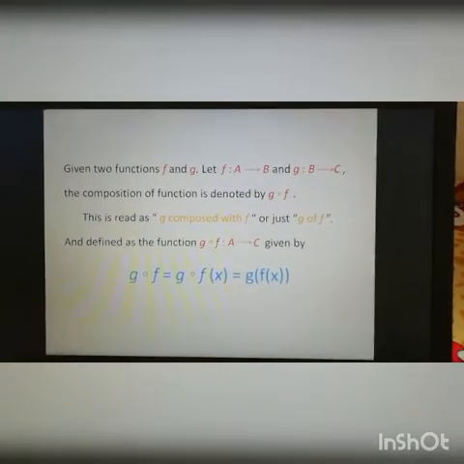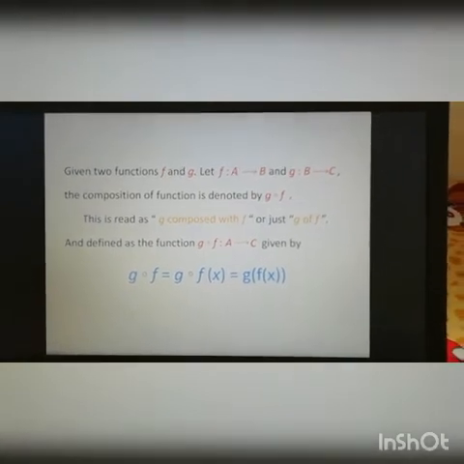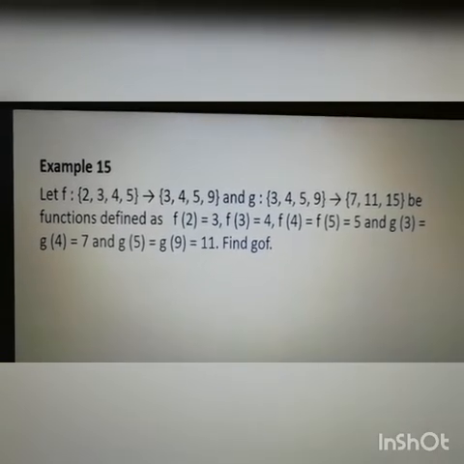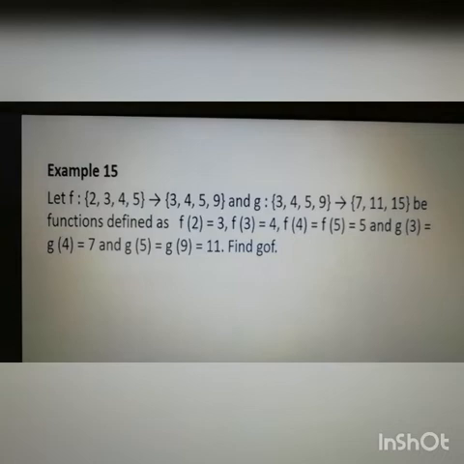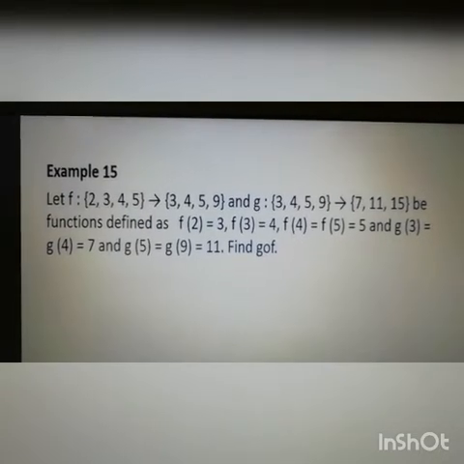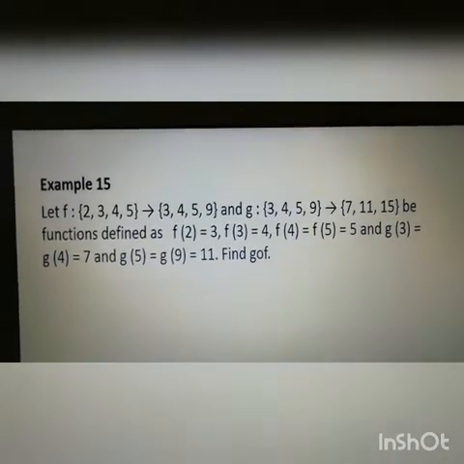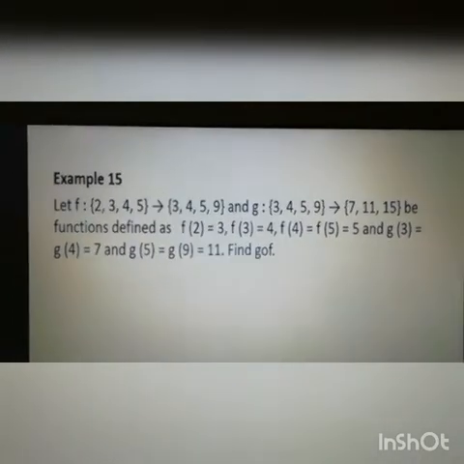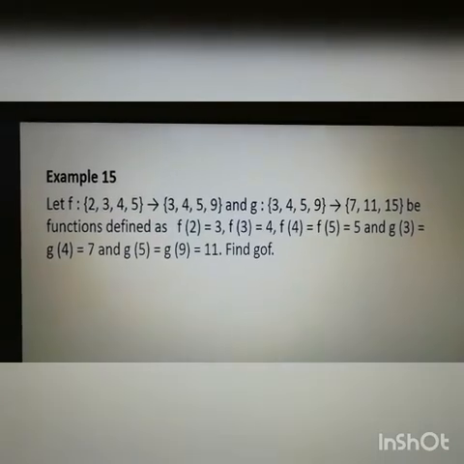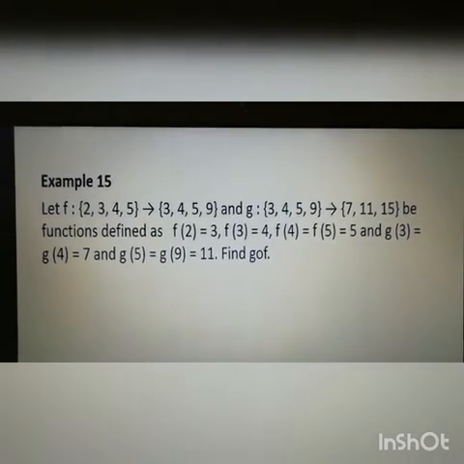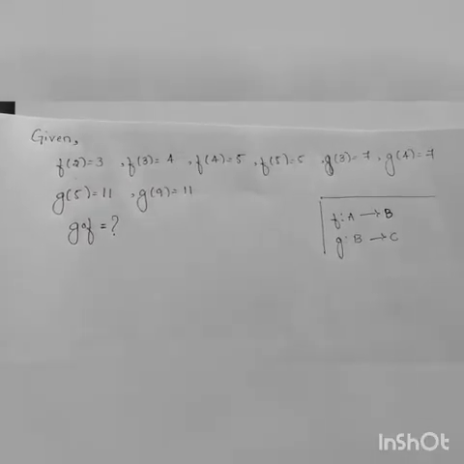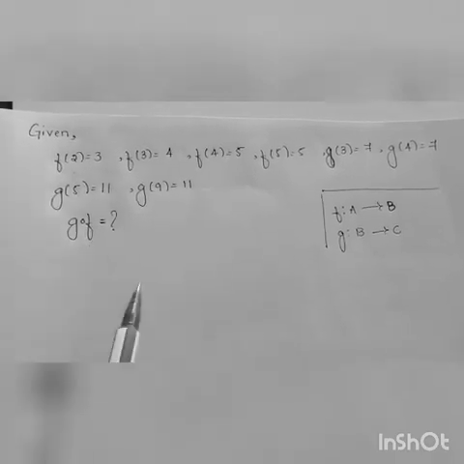Let us solve a few problems for better understanding. Example 15. Two functions f and g are given, defined as f(2) = 3, f(3) = 4, f(4) = 5, f(5) = 9, and g(3) = 7, g(4) = 7, g(5) = 11, g(9) = 11, and you need to find g∘f. Let us begin with the solution.